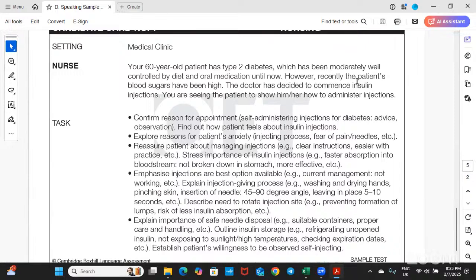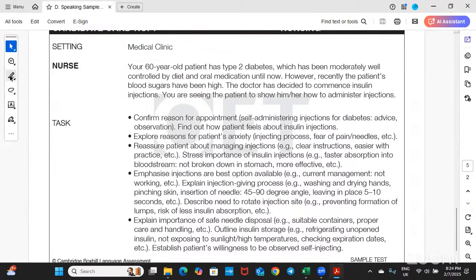Now just let us observe this one. And then the doctor has decided to commence insulin injections. So the modus operandi, we say, the procedure changed, modification, medication modification. So you are seeing the patient to show him or her how to administer injections. This is the background. You should know these points.